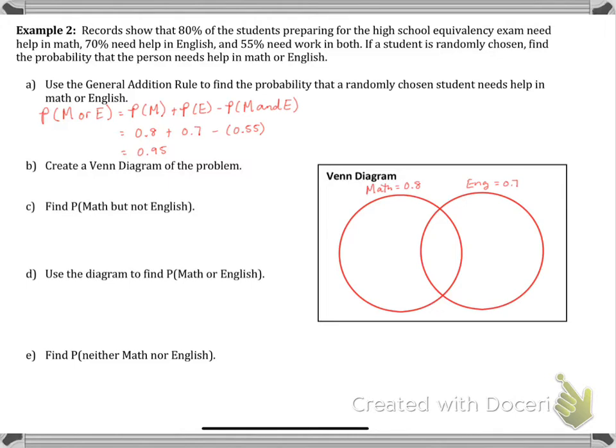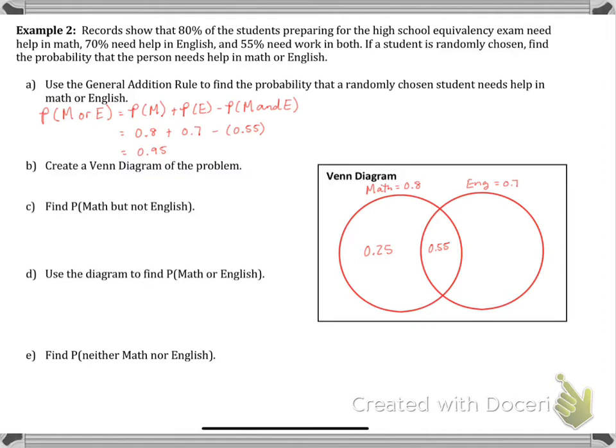So we know that 55% of students need help in both English and math. We want to fill in this Venn diagram by figuring out what percent of students only need help in math. So if the entire circle is 0.8, and we know that 0.55 students need help in both, we're going to take 0.8 minus 0.55, and we will get 0.25.